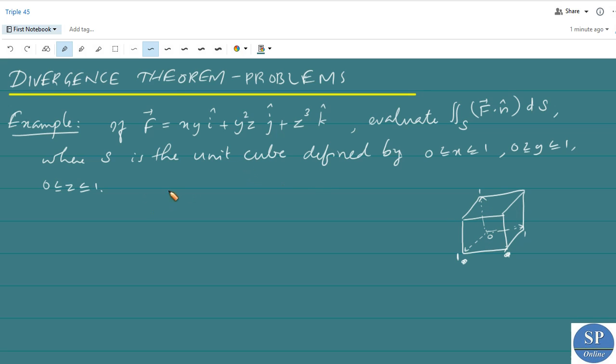So here we have to find the surface integral. For this surface we have 6 sides. If we are trying to do it directly, we have to split the surface into s1, s2, s3, and this is s4, this is s5, and this is s6.